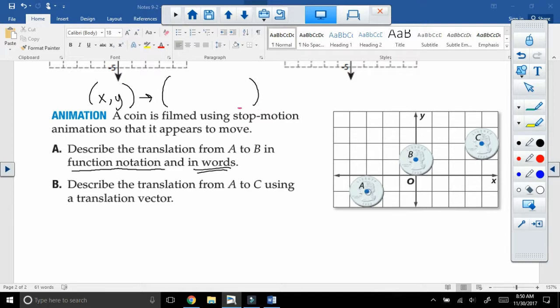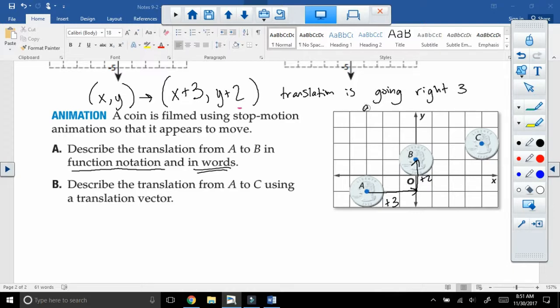So when you go from A to B, you have to describe how that x part's changing. Well, the x value is adding 3, so I would put that that's x plus 3. And the y value is going up 2. So I would say that that's y plus 2. And then if I wanted to write this out in words, I would say maybe the translation is going right 3 and up 2. It's just the way you would say it to somebody if you were helping a friend out.